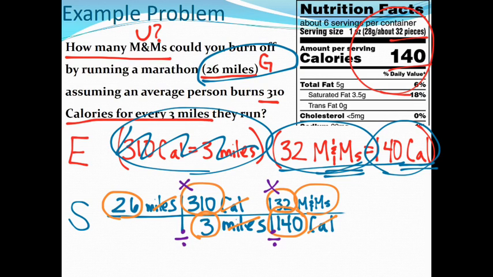There are a couple other ways you could plug this into your calculator, but a lot of them will result in more errors and more mistakes. This is the best way I've found to do this and to teach this. And I do literally mean to plug all these numbers in all together. So you're going to do 26 times 310 times 132. Keep going and divide by the 3.